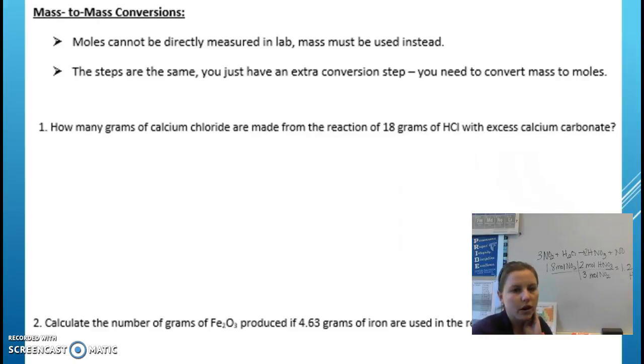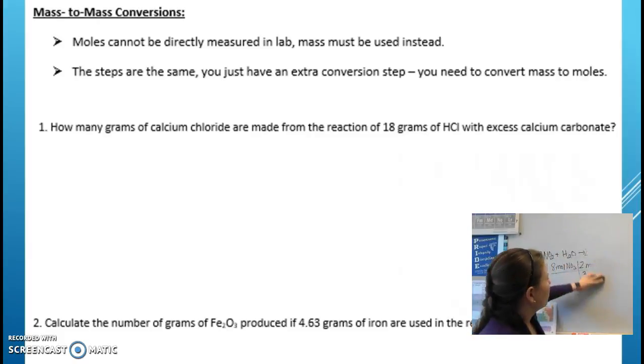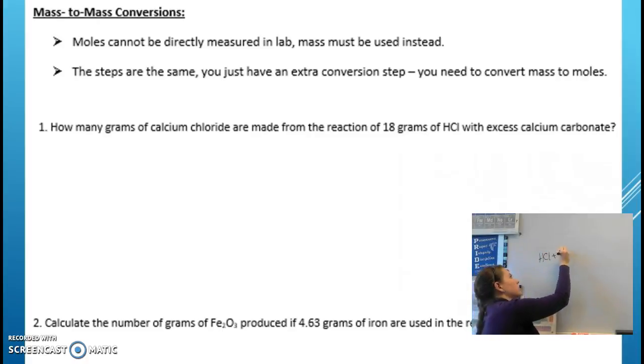So this first question, we have how many grams of calcium chloride are made from the reaction of 18 grams of hydrochloric acid with excess calcium carbonate. Okay? So bottom line, the first thing we're going to need to do is write out the reaction here. You always want to start with the balanced reaction. So if we look at this problem, we want to have calcium chloride as a product. You know our reactants are HCl plus calcium carbonate.